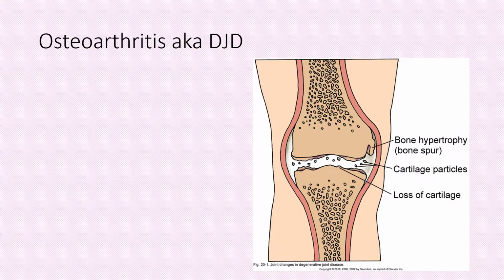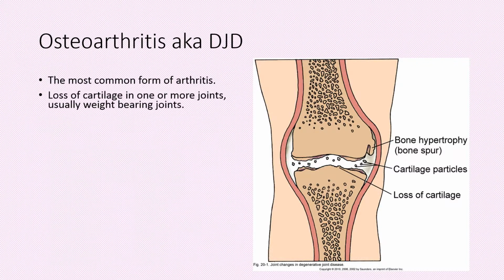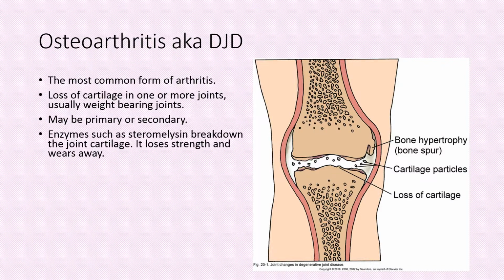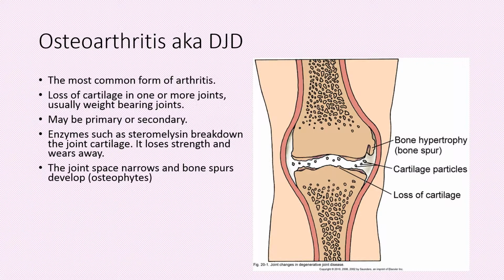Osteoarthritis, also known as degenerative joint disease, is the most common form of arthritis. There is a loss of cartilage in one or more joints, usually weight-bearing joints. It may be primary or secondary. Enzymes such as stromelysin break down the joint cartilage. It loses strength and wears away. The joint space narrows and bone spurs develop, also known as osteophytes.